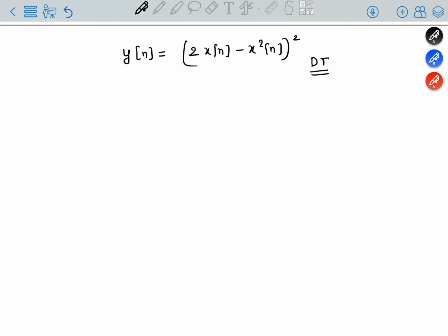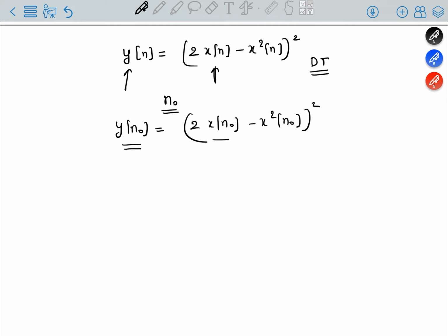Here, the value of y[n], which is your output, is only dependent on a particular timestamp. Suppose I take a timestamp of n naught. Then y[n naught] will be equal to 2x[n naught] - x²[n naught] whole squared. So the output is dependent on the input at that same timestamp n naught. That's why we call it a memoryless system. It is not dependent on any value of the past or future. So this is a general expression which describes a memoryless system.